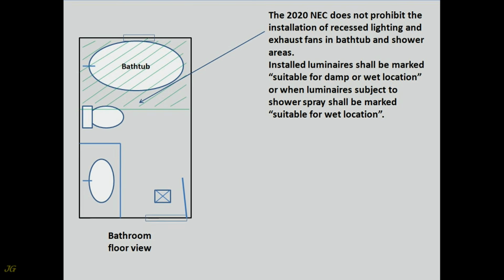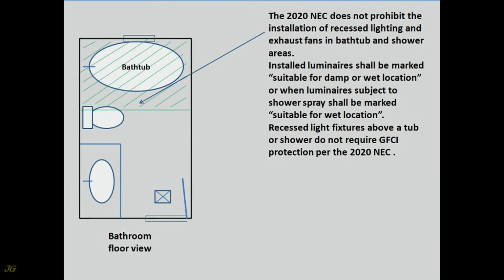Installed luminaires shall be marked suitable for damp or wet location, or when luminaires are subject to shower spray, shall be marked suitable for wet location. Recessed light fixtures above a tub or shower do not require GFCI protection per the 2020 NEC.